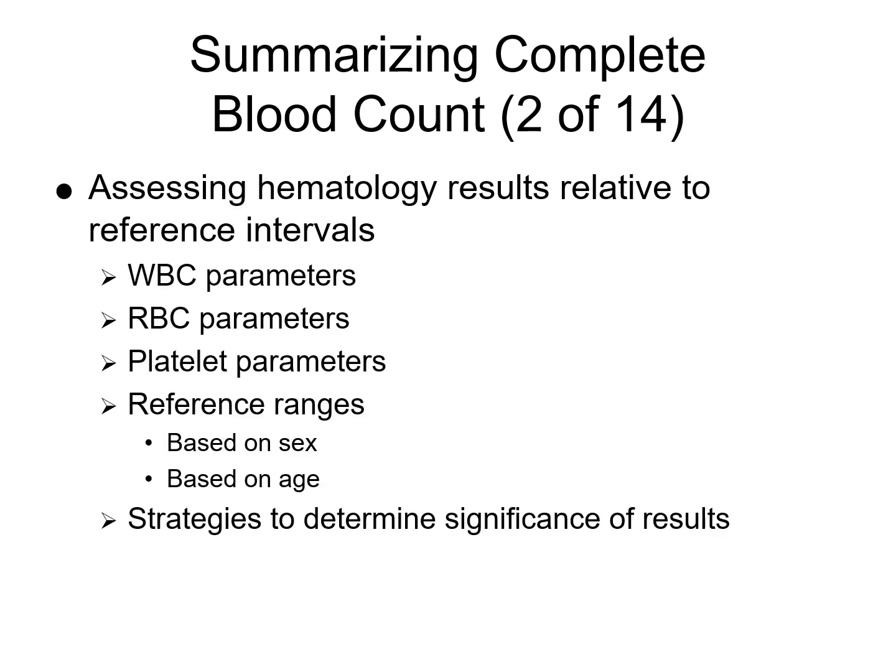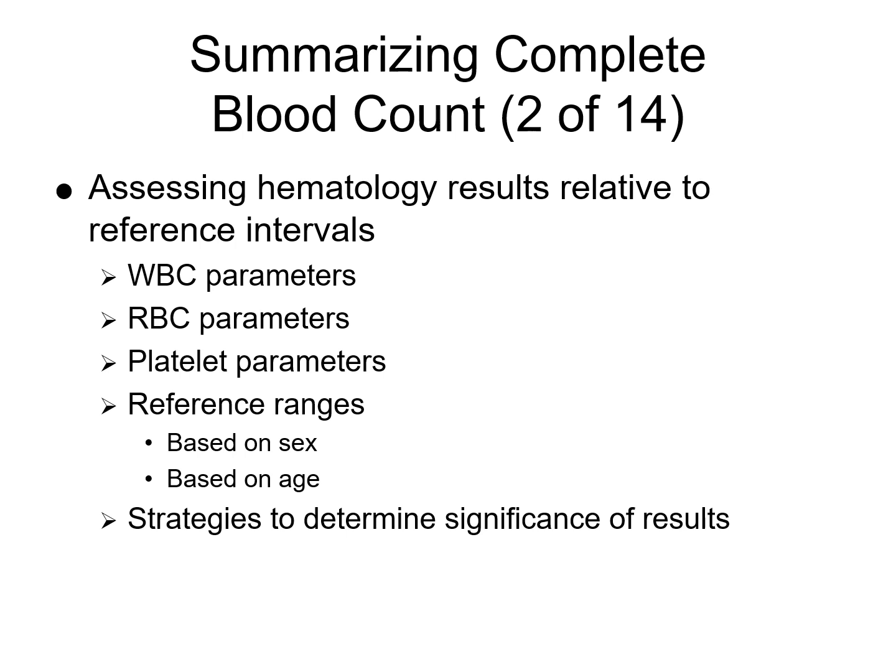So assessing hematology results relative to the reference intervals. White blood cell parameters: the white blood cell counts are evaluated against reference intervals that vary by age and sex. Deviations may indicate infection, inflammation, or hematologic disorders. For red blood cell parameters, the red blood cell counts, hemoglobin, hematocrit, and red blood cell indices are compared to age and sex-specific reference ranges. Abnormal values can help classify anemias and other red blood cell disorders.